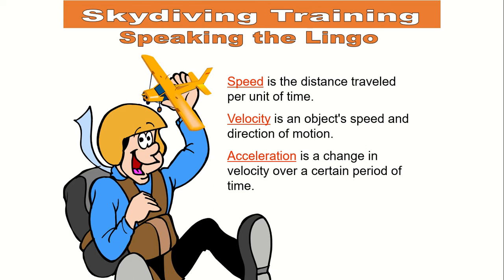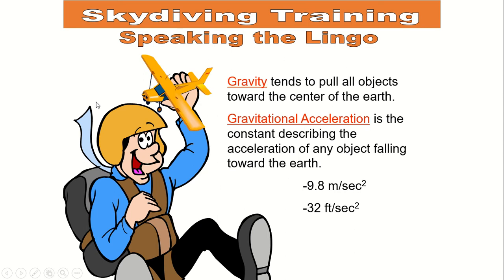But what we're doing on this one is mostly about acceleration. Acceleration is a change in velocity. You're speeding up or slowing down at a regular rate over a certain amount of time. Okay? And we're going to be talking about the acceleration due to gravity. Gravity is what pulls everything down towards the center of the earth. It is a constant, a number. In the metric system, it's 9.8 meters per second squared.